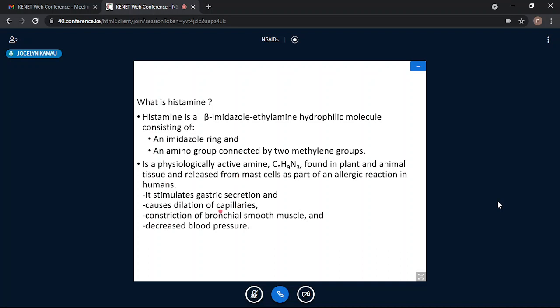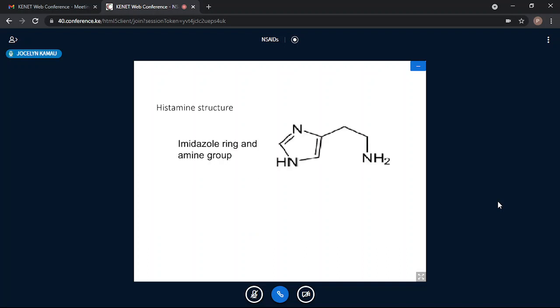And therefore, even when you look at this histamine, it doesn't seem to have any positive effects, sincerely. It is stimulating gastric secretion, which might help us in some terms, but it causes dilation of the capillaries, that is definitely not positive. Constriction of the bronchial smooth muscles, not positive. Decreased blood pressure, not positive. And that is why the antihistamines are able to block the histamine with minimal toxicity, because this molecule has minimal advantages in the body.